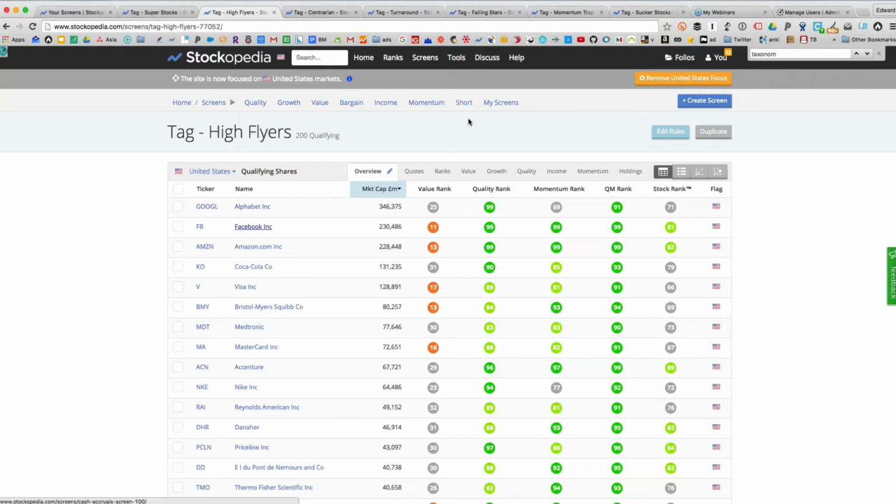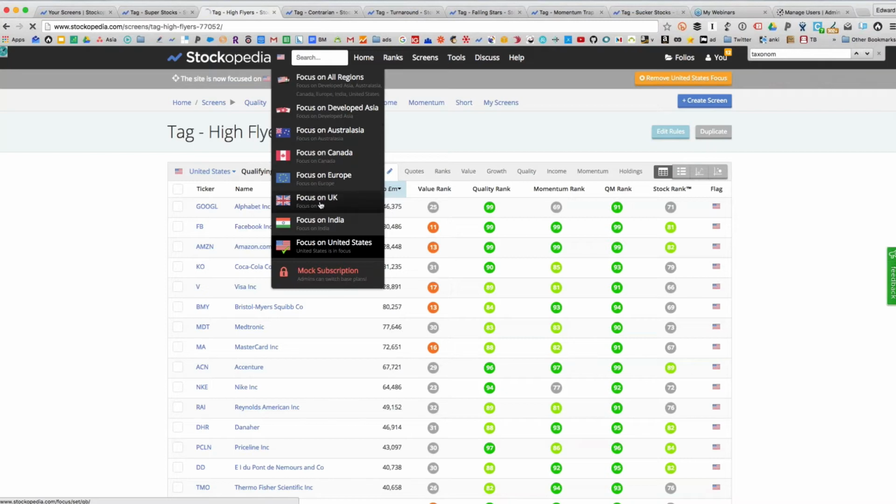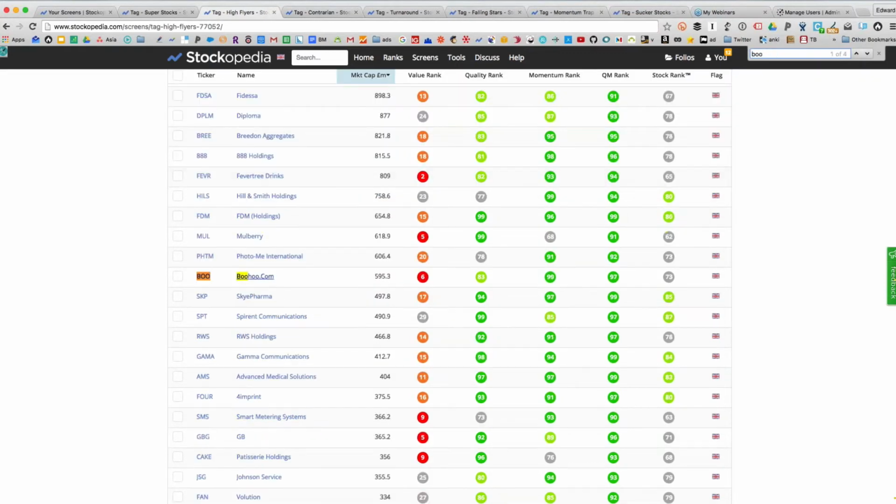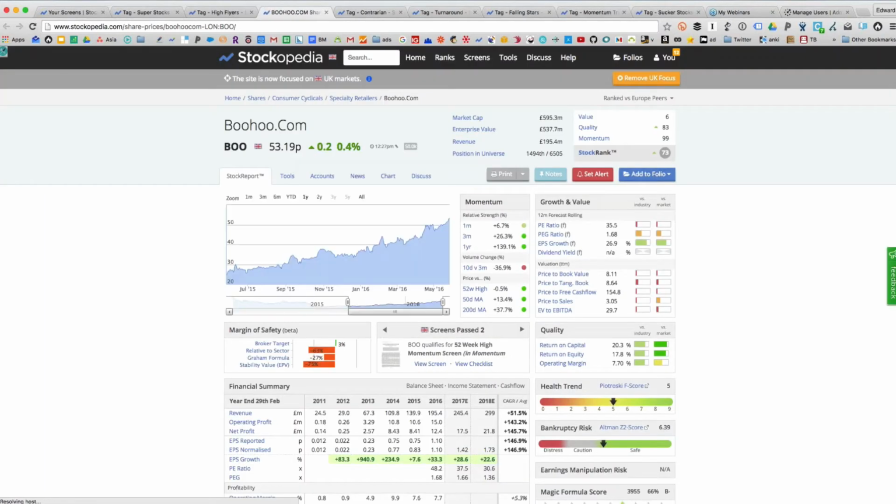Anyway, that is a little bit on high flyers. I wanted to look a little bit at Boohoo before I move on, because Boohoo, as I know for our UK subscribers, and we've got a big UK subscriber contingent, being a British company, I just wanted to show a little thing here and show how this data can really back up investment decision making.